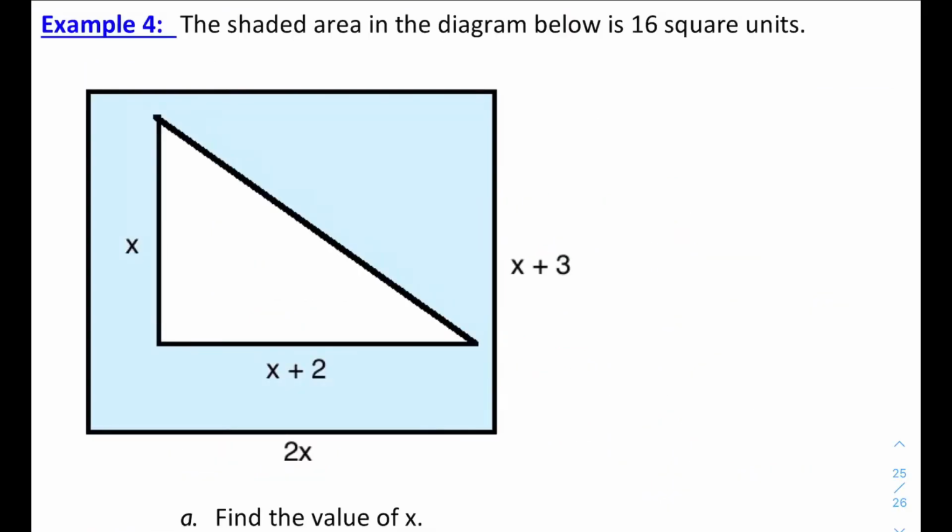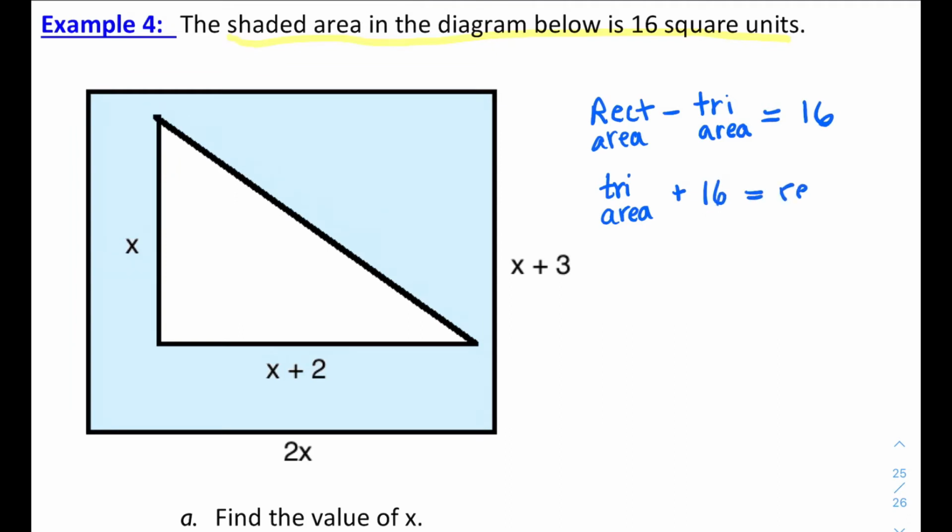We've got this diagram with a rectangle and a triangle inside of it. They tell us that the blue shaded area is 16 square units, and part A says we want to find the value of x. So we need an equation that we could write to relate some of these things. So I could think about the areas of the whole, the shaded, and the triangle and how they relate. I could do my rectangle's area without my triangle's area equals 16.